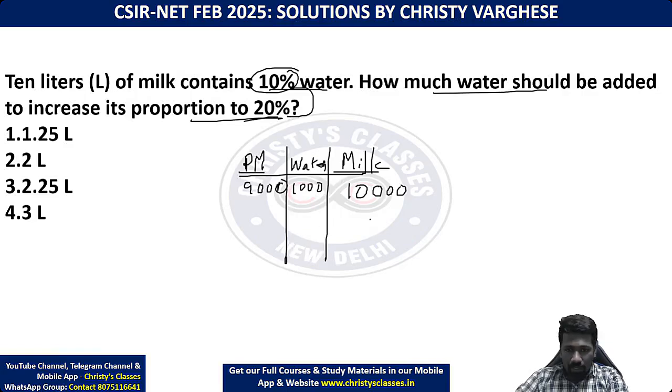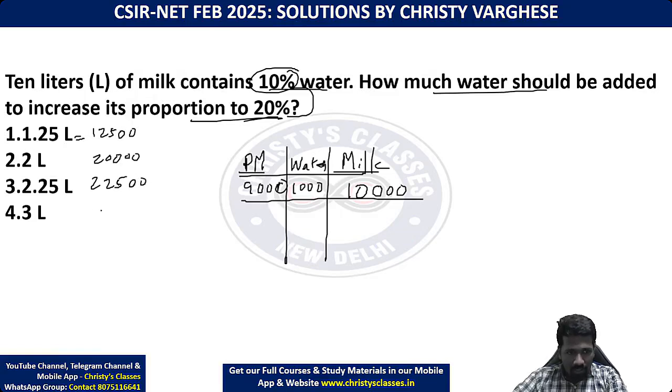Because if you add water, the total quantity of milk will increase. Whatever water you add. 1.25 liter means 1250, 12,500 milliliters. This is 22,500 milliliters. This is 20,000 milliliters. This is 30,000 milliliters. This milliliter conversion is not important. If you feel fractions are confusing, then only do that.